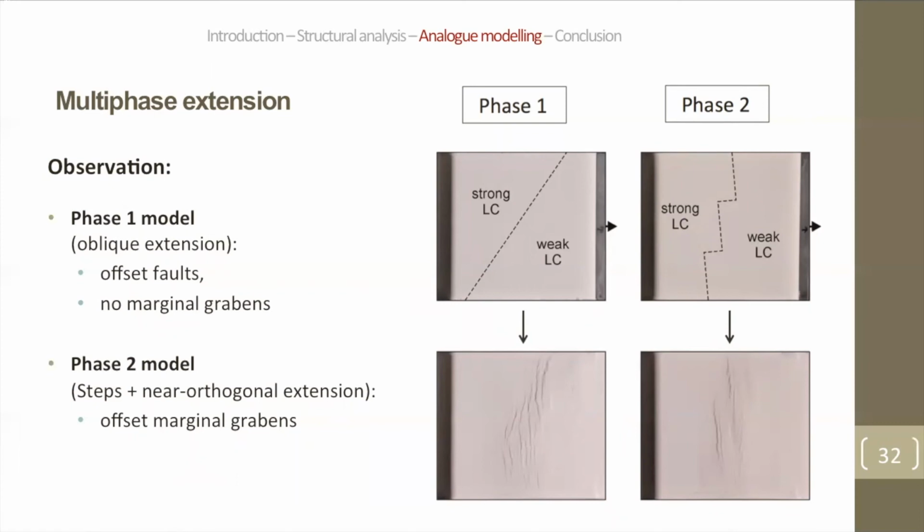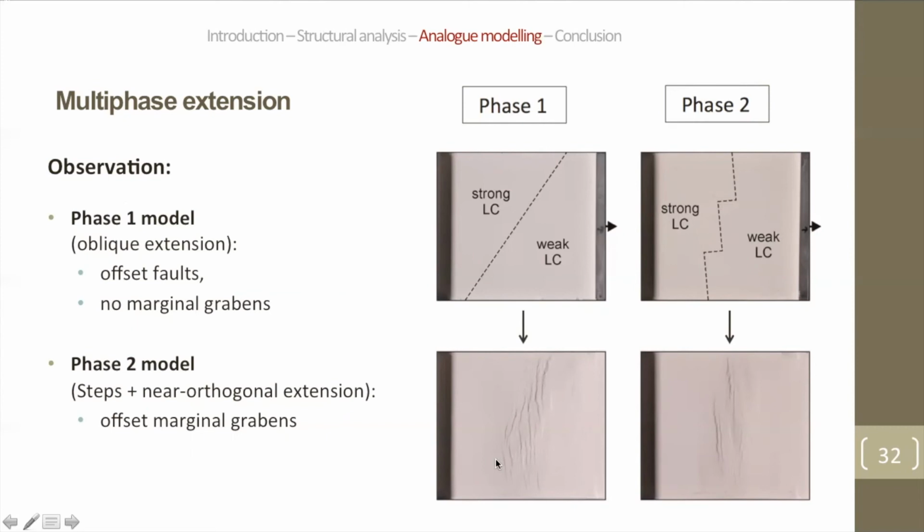So therefore, we went and tried to model these two phases as well. What you see here to the left is a model that represents the first phase of extension, where we have a strong lower crust and a weak lower crust like before. But the limit between these two domains is now oblique, so that if we move the sidewall apart, the extension will be oblique. And what happens then is that we create offset faults, en echelon offset faults, right stepping, like the large-scale structures along the Western Afar Margin. And importantly, we don't really see any marginal grabens developing.